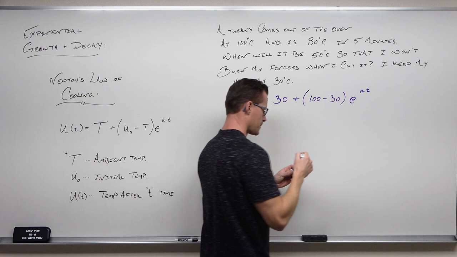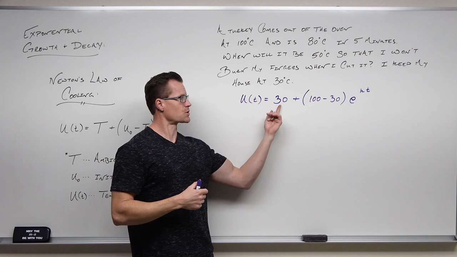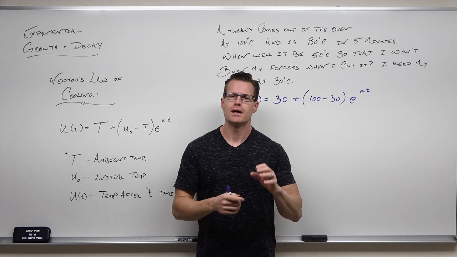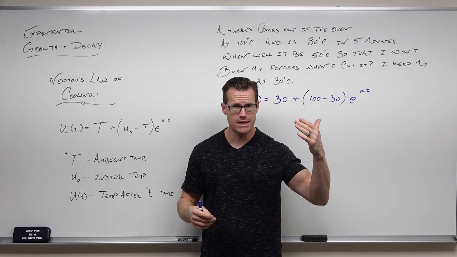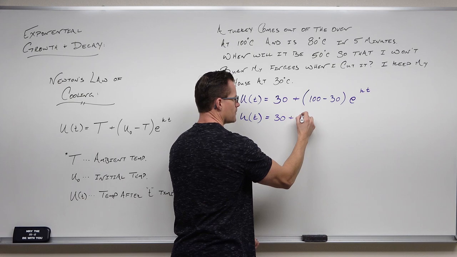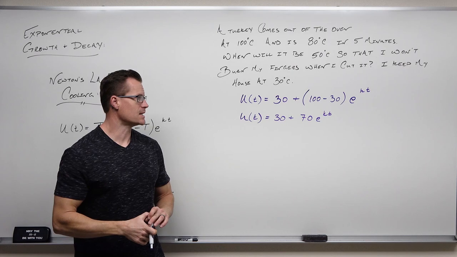I'm going a little slower here because it's newer. So here's what we would say. We'd say the ambient temperature is 30. When I initially take out my turkey, it is 100 degrees. So the difference is 100 minus 30, which gives us 70. Now keep in mind what we need to do. We have to solve for k first. It's a must. You've got to find the rate of cooling, or anti-cooling, heating, in the situation first. So we're not there yet. I'm just cleaning this up a little bit. So we would get 30 plus 70 e to the kt.